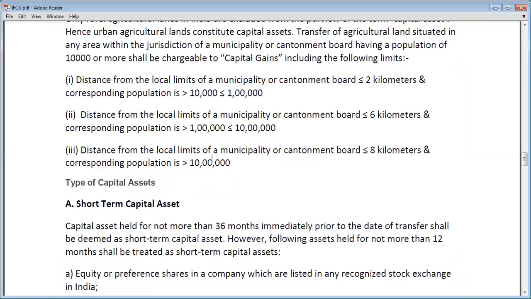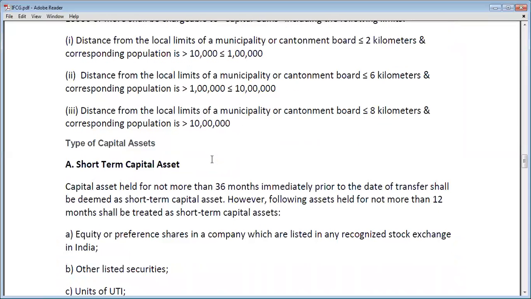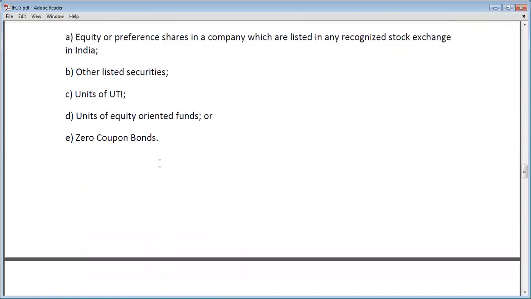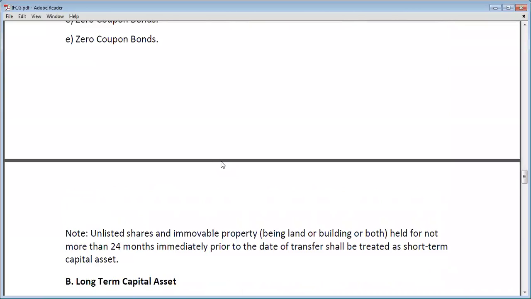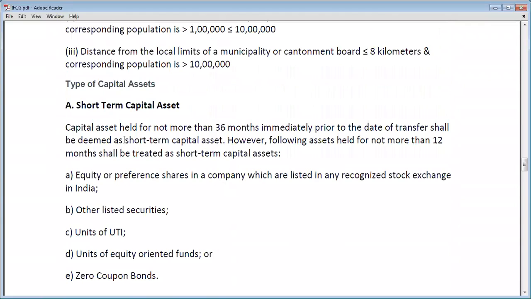Okay, capital gain. Now see types of capital assets. There are two types of capital assets: one is short-term capital assets and the second is long-term capital assets. So what do you understand by short-term capital assets? Basically, short-term capital assets are assets which are held for not more than 36 months.